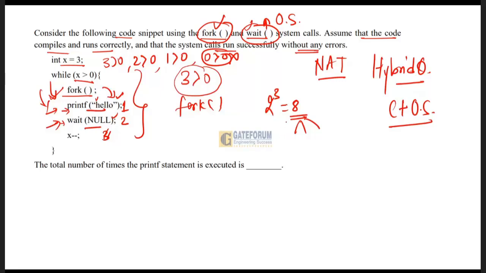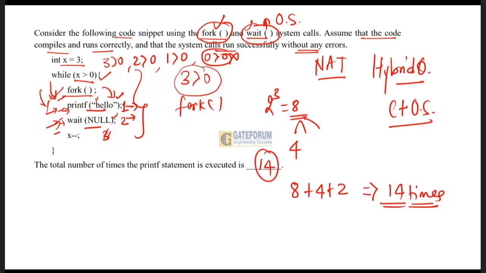But apart from these 8 processes, every time whenever we are going to call this fork process 1, 2, 3, 4 times, we can say that the result will be stored, which we are not eventually evaluating, because they will go in the wait state, and then 2 statements at the last after my loop is broken. So I can say that 8 plus 4 plus 2, that is 14 times this particular code will be called. So the correct answer for this NAT type question is 14, right?